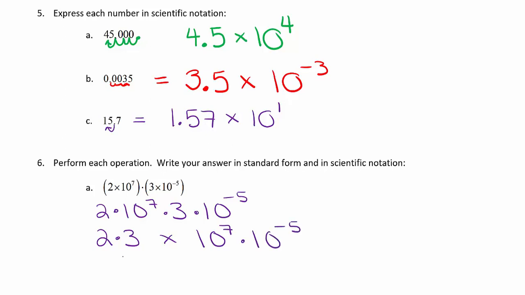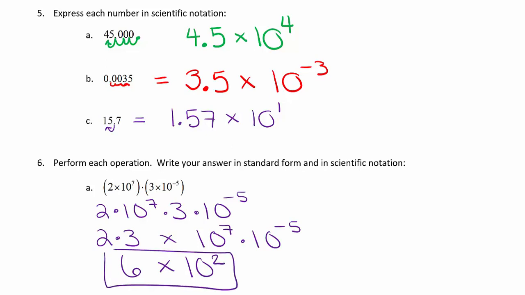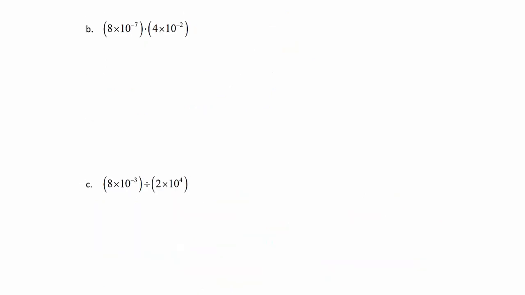2 times 3 is 6, and if you want to multiply something with exponents, you add the exponents. 10 to the 7 times 10 to the negative 5 is 10 to the 2. That's my answer in scientific notation. If I wanted to write this answer in standard form, I've got a 6. I have to move the decimal 2 places to the right. So in standard form, my answer is 600. Let's do the exact same thing in example B.